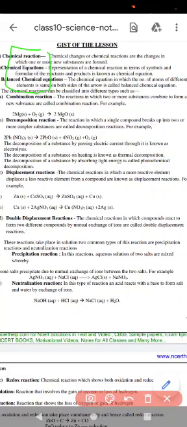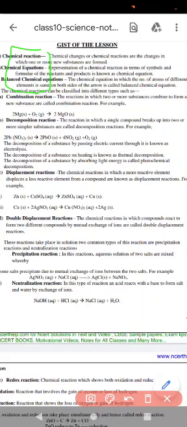Now in this chapter we also read about the different types of reaction. As I discussed, the previous bonds will break and new bonds will be formed. So the first type of reaction is combination reaction. The combination reaction simply means the formation of a compound, or you can say the formation of a product, with the help of two or more reactants.